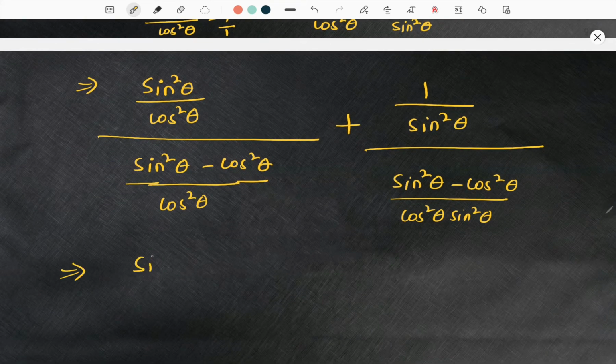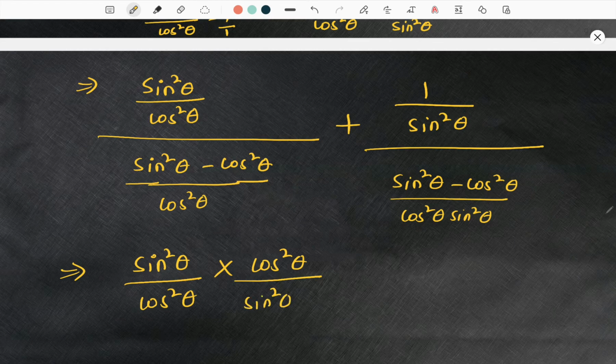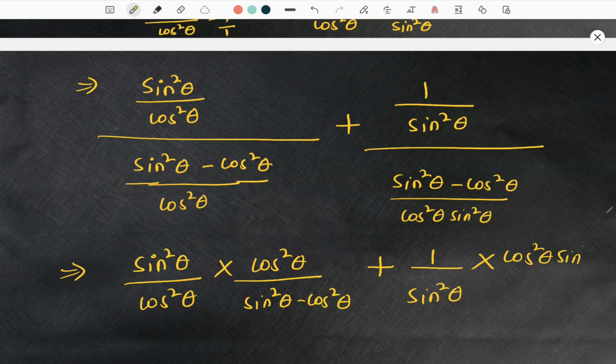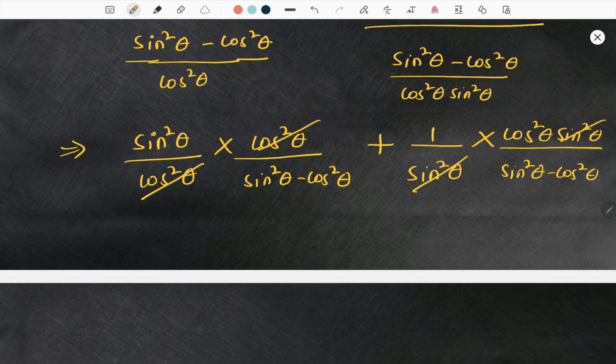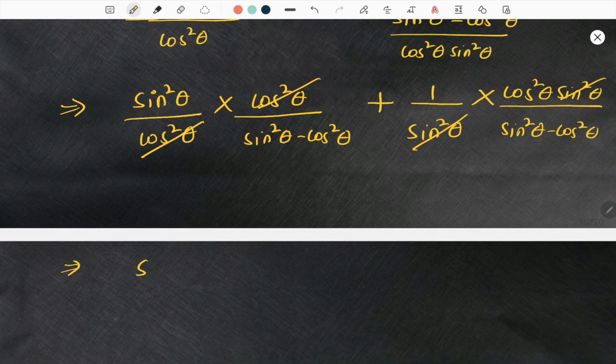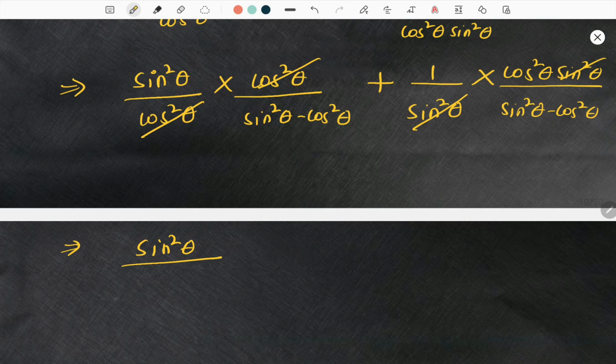Now what does it become? It becomes sin square theta divided by cos square theta, into cos square theta divided by sin square theta minus cos square theta, plus, now what is remaining here, 1 by sin square theta into cos square theta into sin square theta, then divided by sin square theta minus cos square theta. All right, so this cos square theta and here sin square theta get cancelled. Now what is remaining there? The remaining thing is sin square theta divided by sin square theta minus cos square theta.